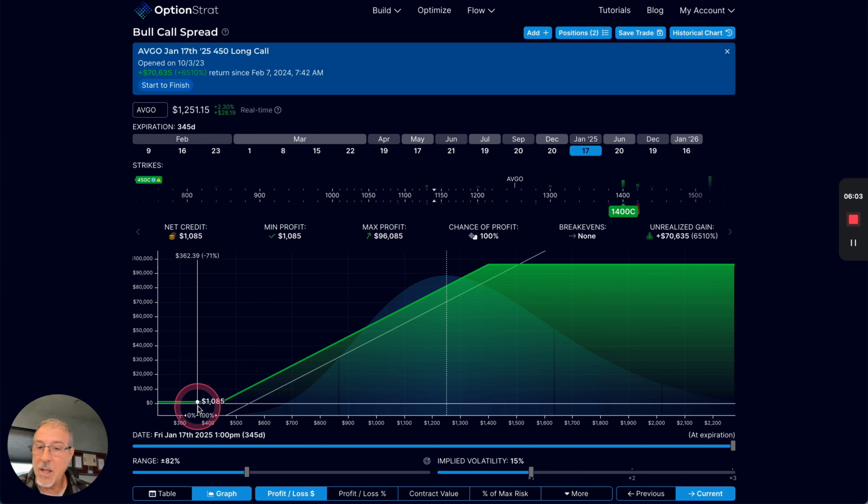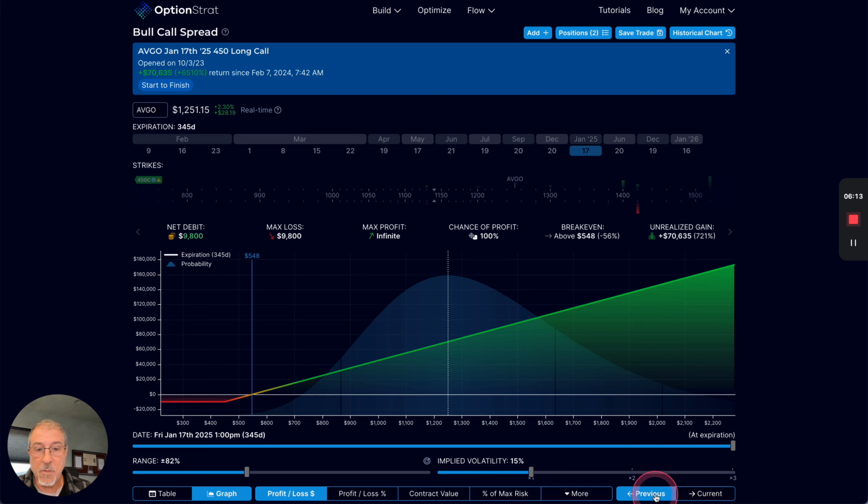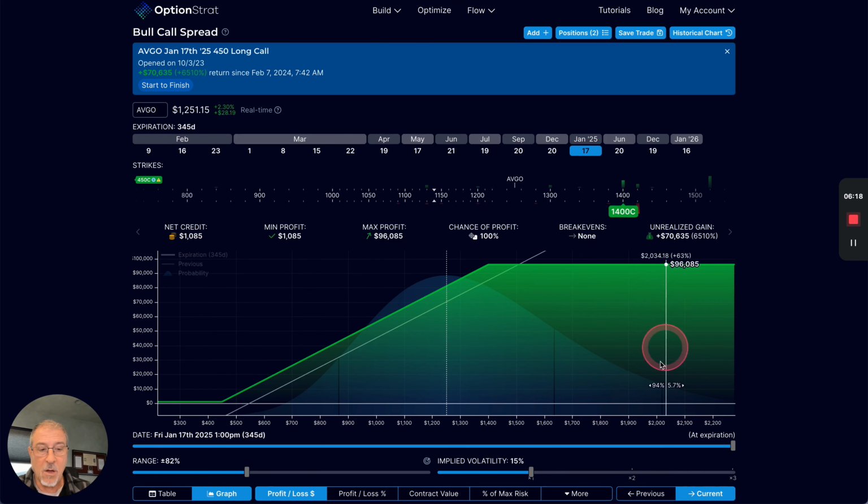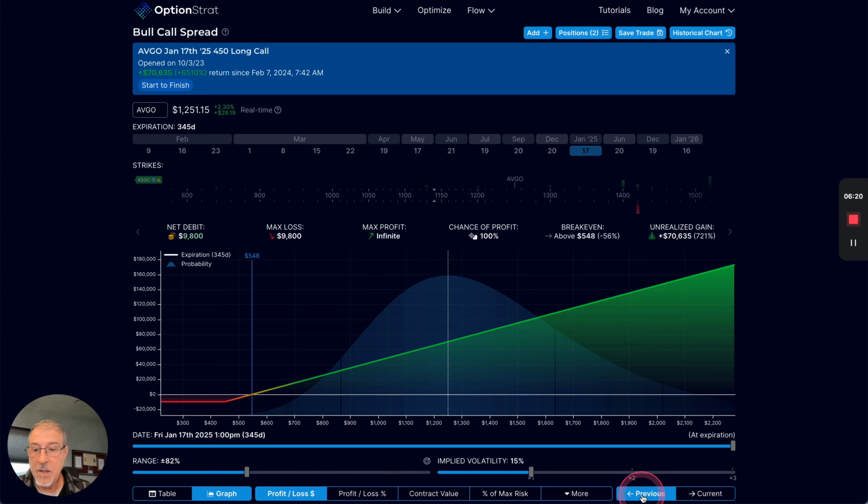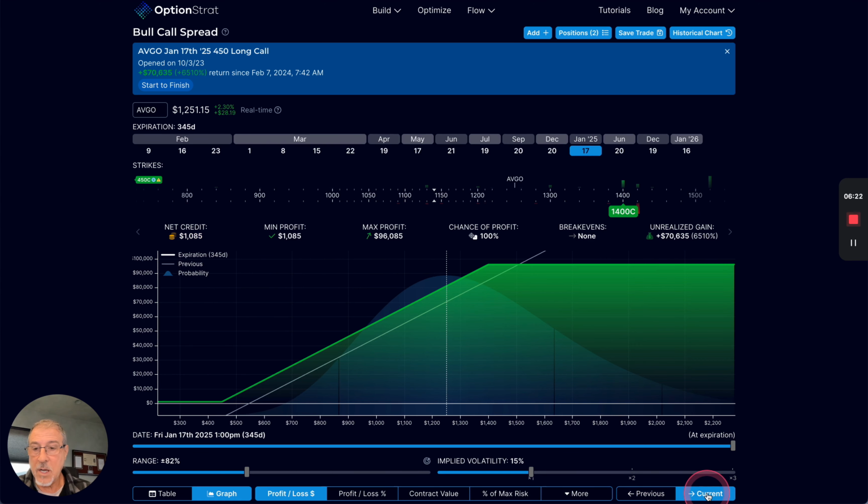Now, I have not eliminated the risk of giving back a significant amount of this profit, but I have eliminated the risk of loss. And I can toggle back and forth between these two different scenarios, adding that short call at 1400 and going back and forth looking at those two.